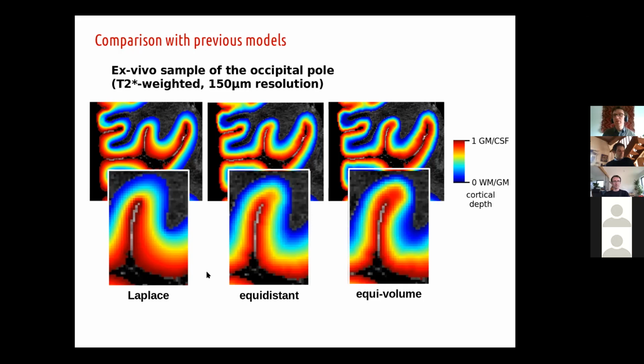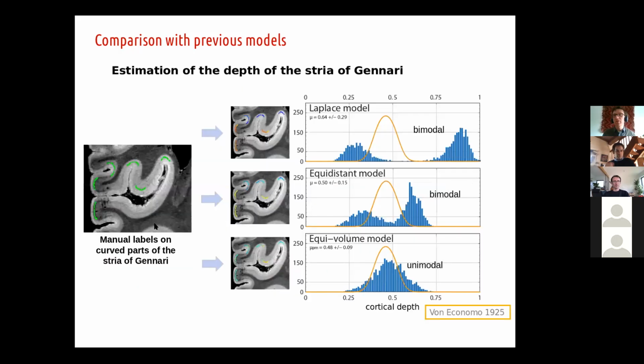And so you can see it in those very folded part of the brain here. With the equivolume, basically the part that is lower gets expanded, whereas the Laplace equation goes the other way. So it biases very strongly. And so that makes a difference, because if you look at a single layer in the MRI, for instance, here the stria of Gennari, which runs in the V1, the visual primary area of the brain, you can see that if you don't have the right model, you don't find it in the right location. It kind of moves around a lot.